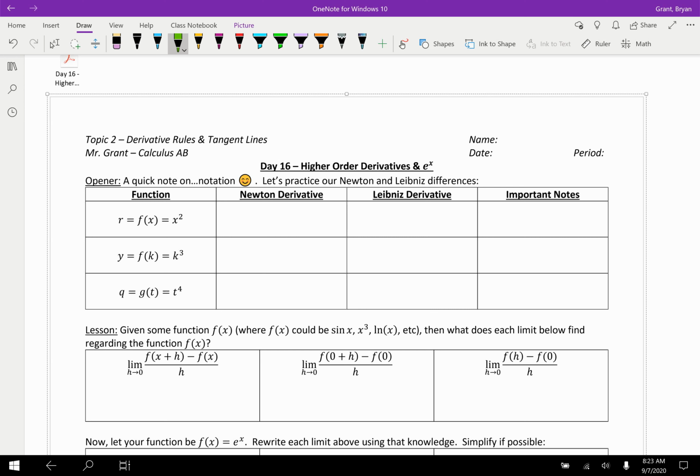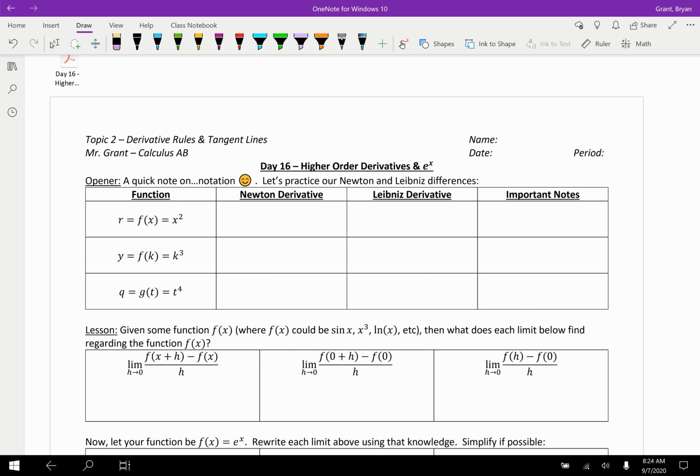Today is more of an extension of day 15 than it is too much new. You'll get a little bit of new stuff, but we're really going to spend a lot of today either focusing on new notation or notation that we talked about last class but didn't really practice, and then one new type of derivative, our e to the x, or exponential functions derivative.